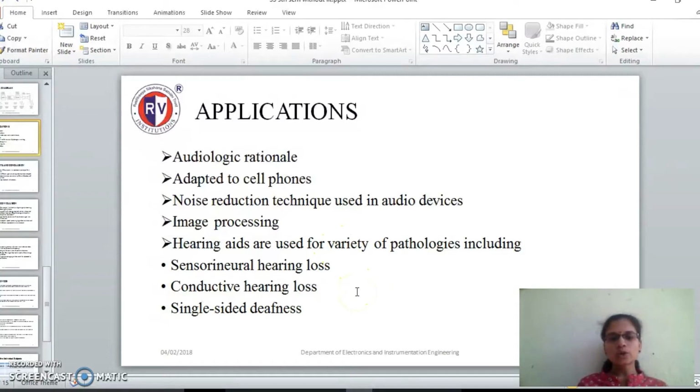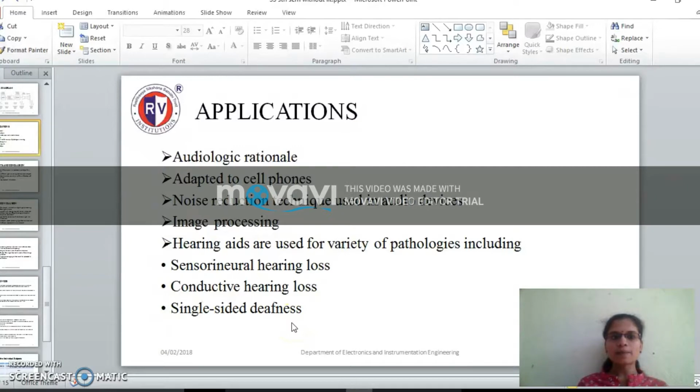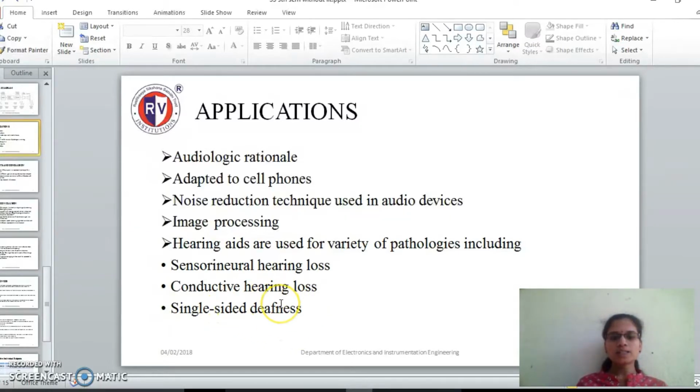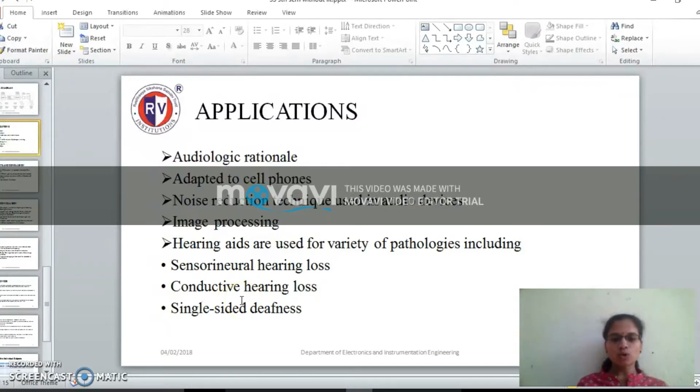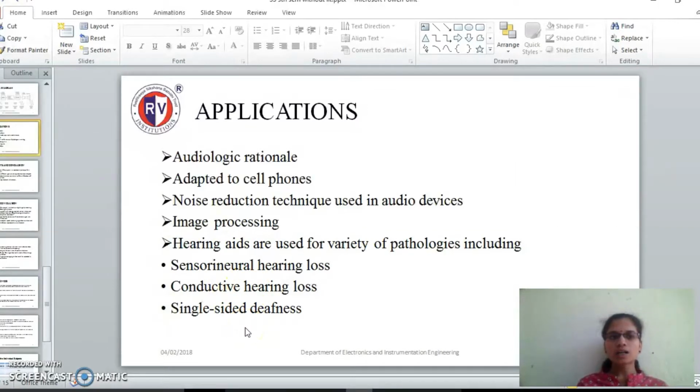Some pathologies include sensorineural hearing loss, conductive hearing loss and single-sided deafness. Single-sided deafness is when one ear is capable of hearing and the other ear is not. At that time also we can use this hearing system. In conductive hearing loss, the hearing loss occurs due to some problem in conducting the sound waves in the eardrum and the middle layer of the ear, the ossicles. For that hearing loss also you can use this digital hearing system. And sensorineural hearing loss occurs due to problems in the sensory organs. For that hearing loss also you can use this digital hearing system.